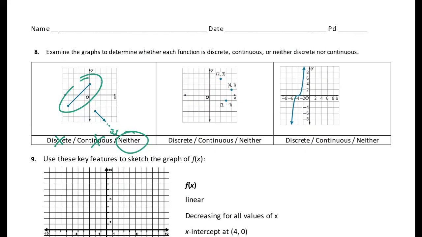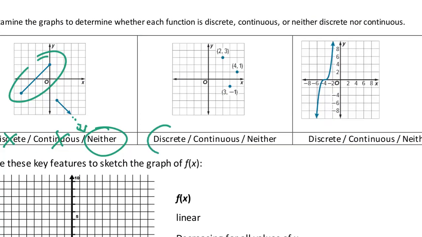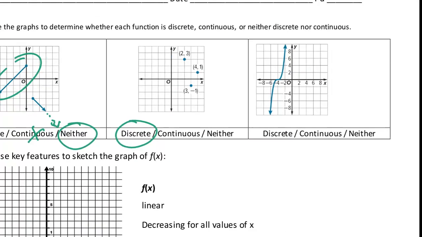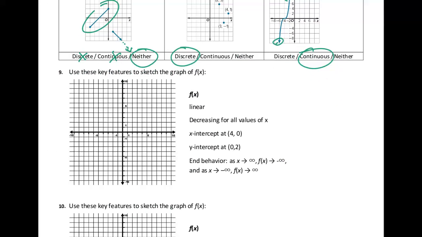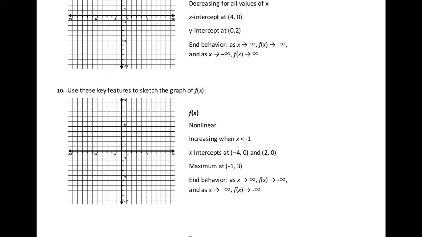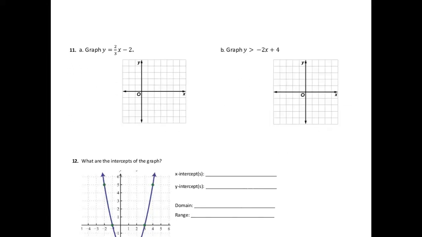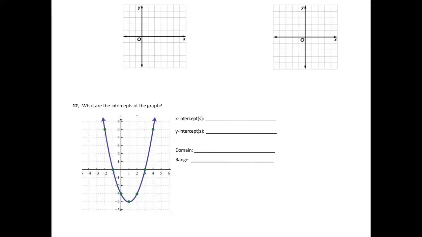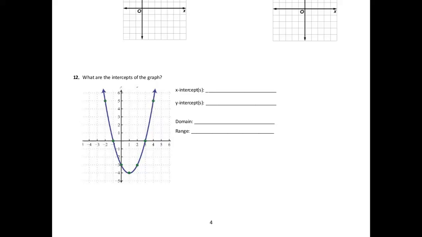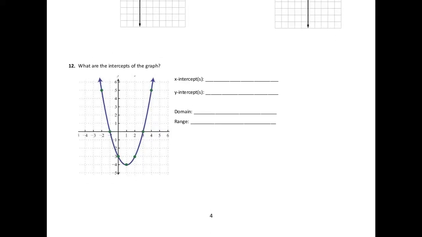What about the second one? Discrete. Discrete is the dots. Okay. And what about the last one? Continuous, because of the arrows. Good. What else do we got over here? What do you want to go over? Quick.